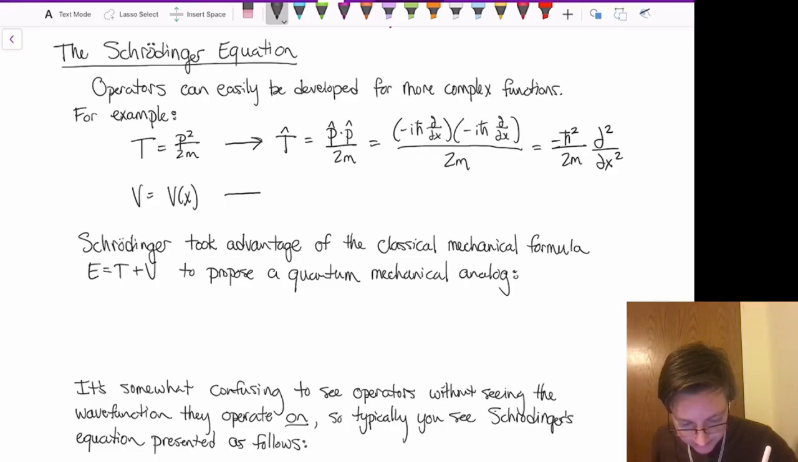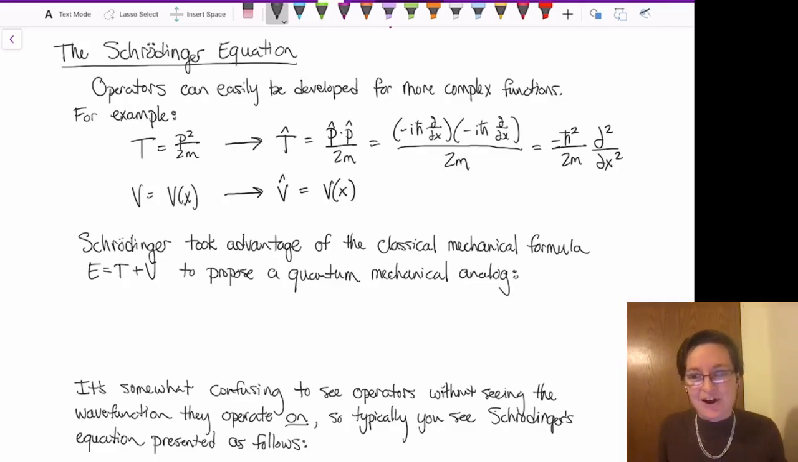Now, V of x means that V hat is equal to, I'm going to substitute in x everywhere I see x. So V hat is just our normal potential that we were talking about before, which is why I can talk about a classical potential and a quantum mechanical potential, and nothing is really going to change.